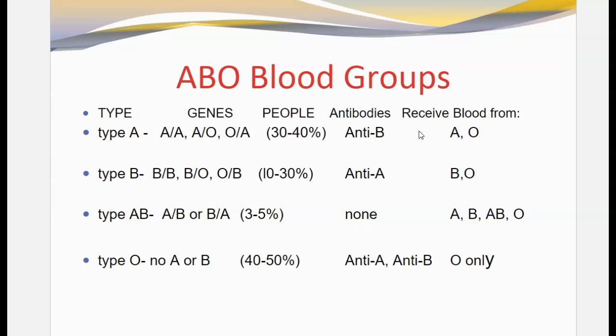Same thing with the B. If you're type AB, you don't have any antibodies, so you can actually receive blood from any other blood type. If you're type O, you've got antibodies for both A and B, so if you're type O, you can only receive blood of type O.